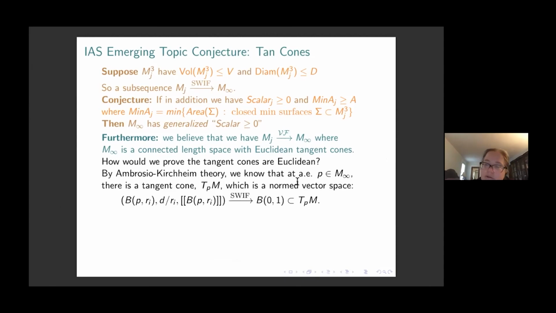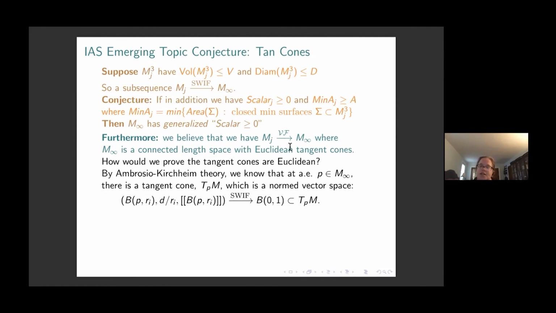By Ambrosio-Kirchheim theory, we already know that at almost every point in the limit space, there's a tangent cone, TpM, which is a normed vector space. That's the limit of balls that are rescaled smaller and smaller. You get a limit, and you get a ball of radius 1 in this tangent space. If you take capital R times the rescaling, you get a ball of radius capital R in the tangent space. So there is this tangent space. It's called a tangent cone because it could be cone shaped. It's also to emphasize that this is only a normed vector space, and it is not known to be Euclidean. It is m-dimensional, that's correct, but it's only normed. That's already known. No further work needs to be done to know this much. This is already a complete fact.